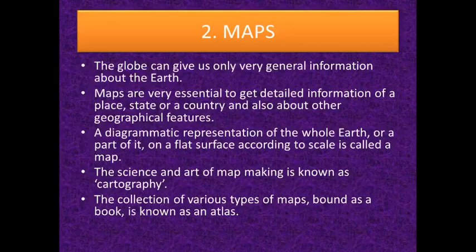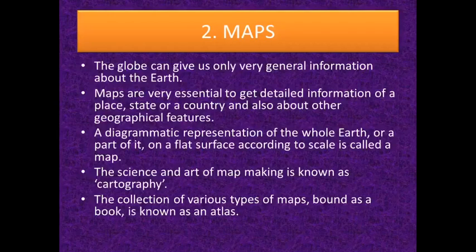Next, let us go to maps. I think in school you use maps. They give us very general information about the earth. Maps are very essential to get detailed information of a place, state, or a country, and also about other geographical features. A diagrammatic representation of the whole earth or a part of the earth on a flat surface according to scale is called a map.